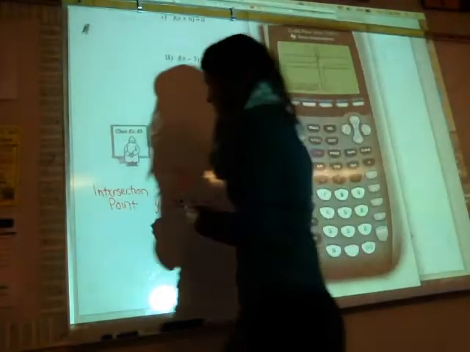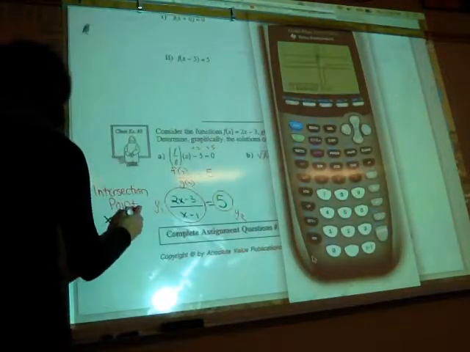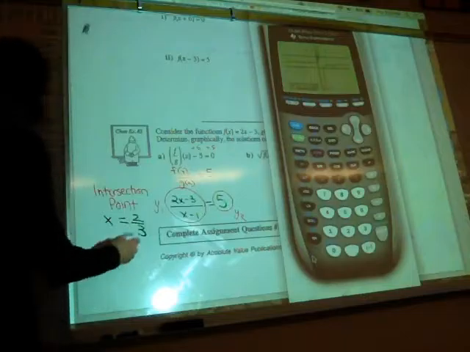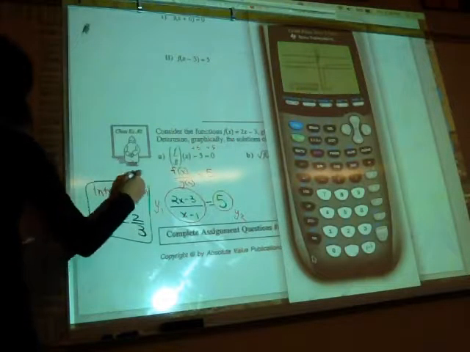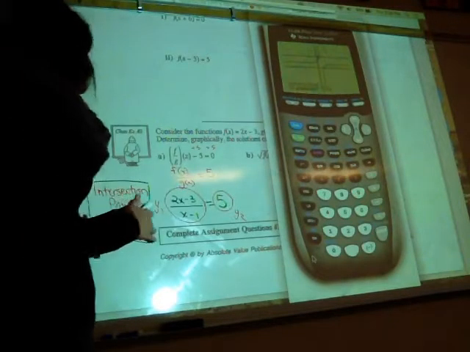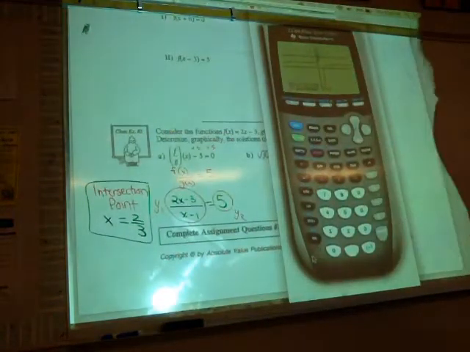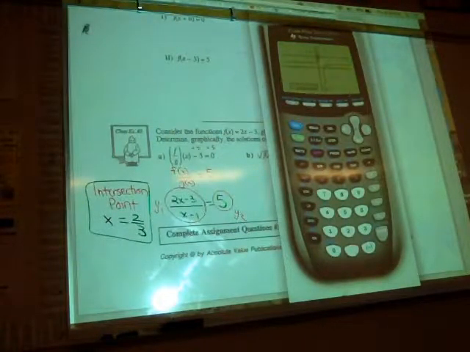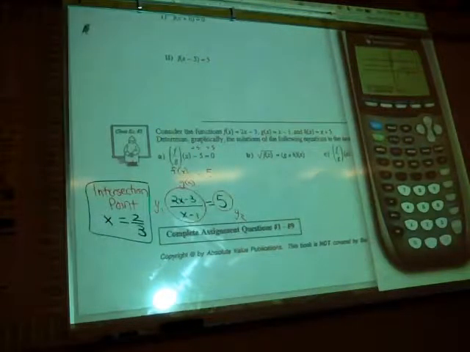Okay, so here x equals 2/3. And that's your solution. Now I don't know about you guys, but sometimes I personally find it easier to just solve it algebraically.